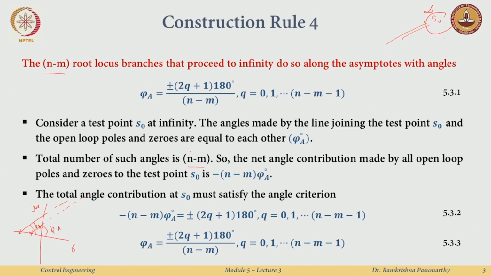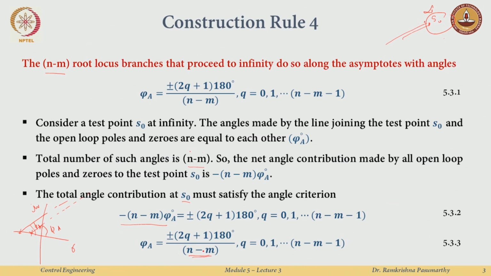So what is the contribution at infinity? The total angle contribution at S0 must satisfy the angle criterion. What is the angle criterion? It says that the angle should be odd multiples of 180 degrees. The angle contribution is minus n minus m times phi a, and this means I can compute phi a as (2q plus 1) times 180 degrees over n minus m. Okay, so this angle is now computed by this expression.